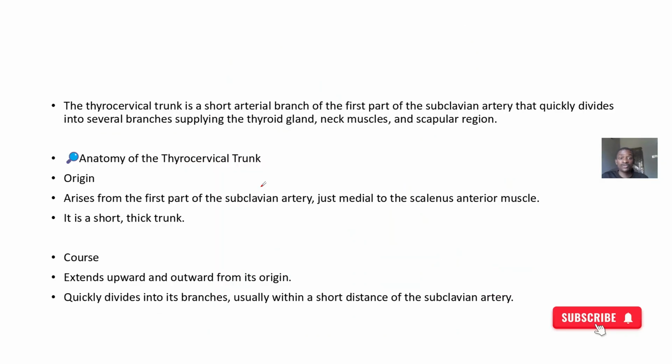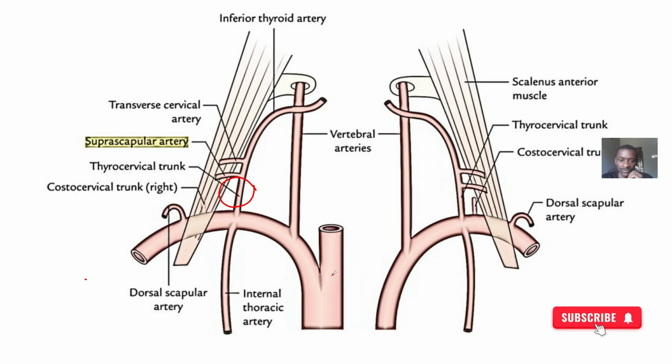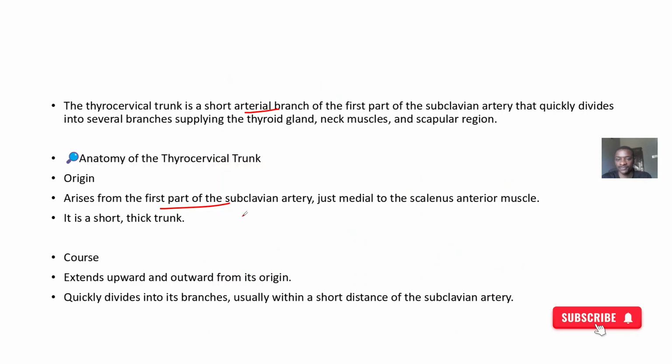So for the thyrocervical trunk, we say that it's a short arterial branch of the first part of the subclavian artery, and it quickly divides to give branches that will supply stuff like the thyroid gland, the neck muscles, the scapular regions. So it arises from the first part of the subclavian artery. This is the whole network of the subclavian artery, and you have this arising from the first part. So it's short, it's thick, extends upward and outward, and quickly divides into branches.